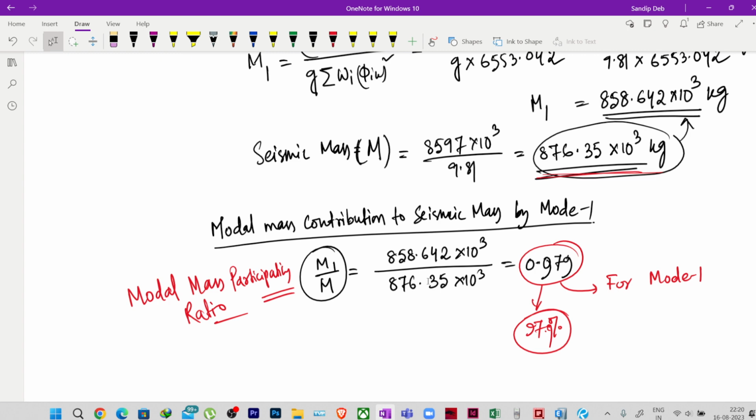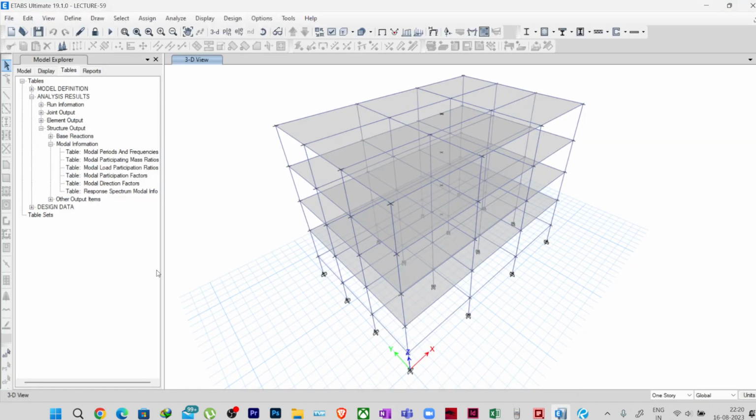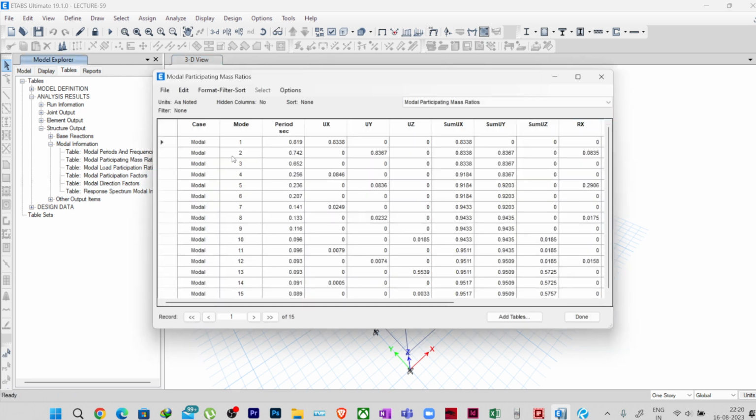Okay, so now suppose I open the software, and here you will see modal participating mass ratios. If I go to show table, and take, suppose, one direction, mode 1, here the modal mass participating ratio is 0.833. That means 83% of the seismic mass vibrated in the mode 1 itself, for this particular direction. Correct? For this particular direction, this much percentage of mass participates.